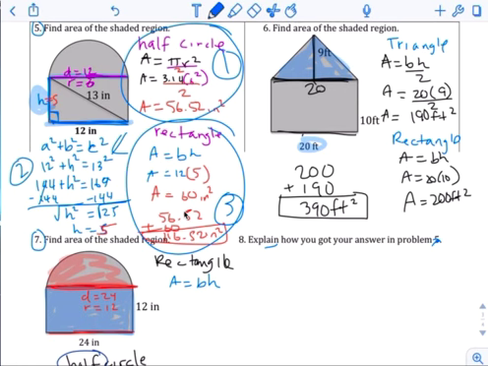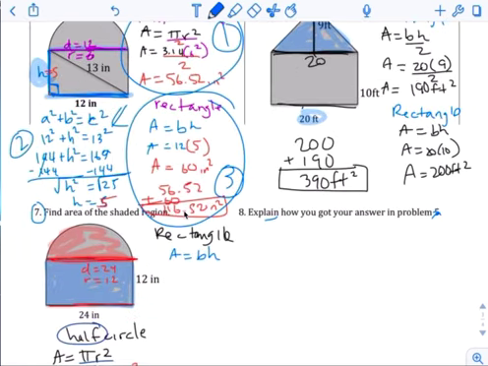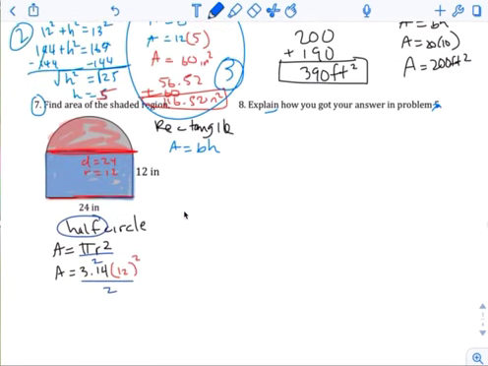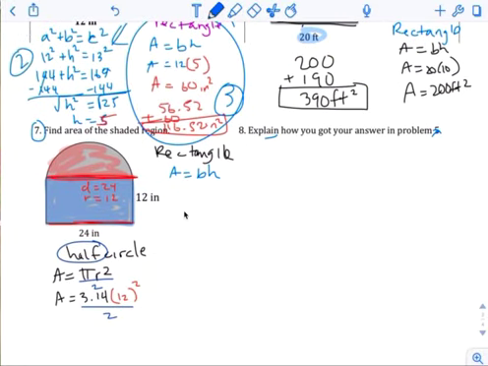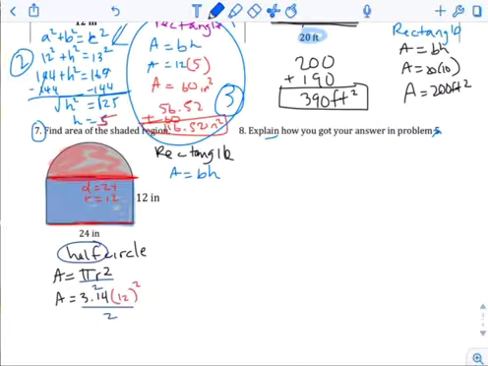Okay, write the step first. I find area of half a circle by, and I multiply. Okay, finish explaining. You should be able to do this.